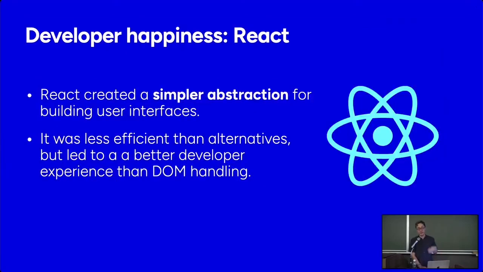And another example of developer happiness is React. So React as a framework was often slower or created more code than doing manual DOM manipulation. However, the simpler abstraction and data flow for React led it to become the dominant web framework for making front-end code. So that's another example of a project that took a different approach, a different abstraction that might have been less efficient than before, but was able to make developers happy.